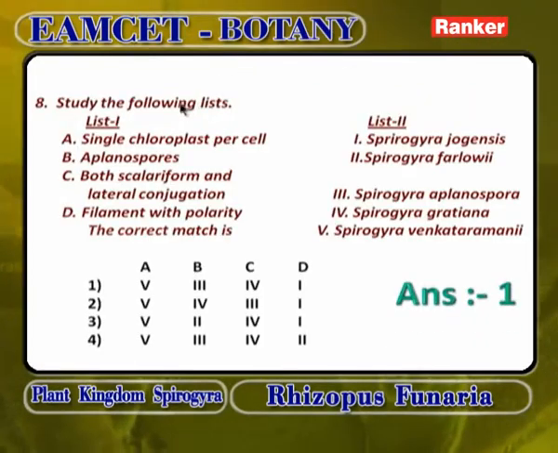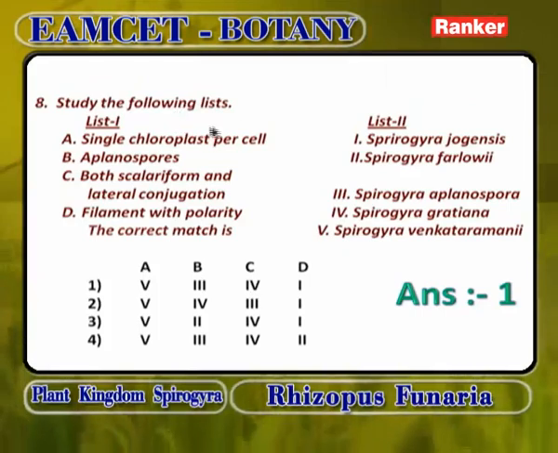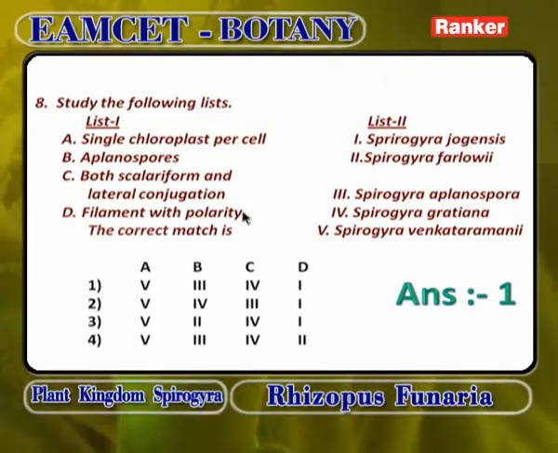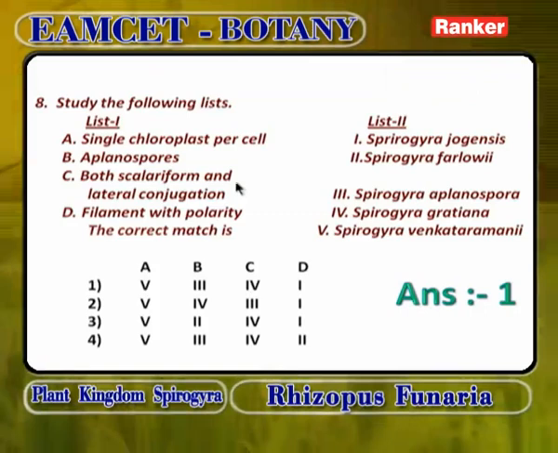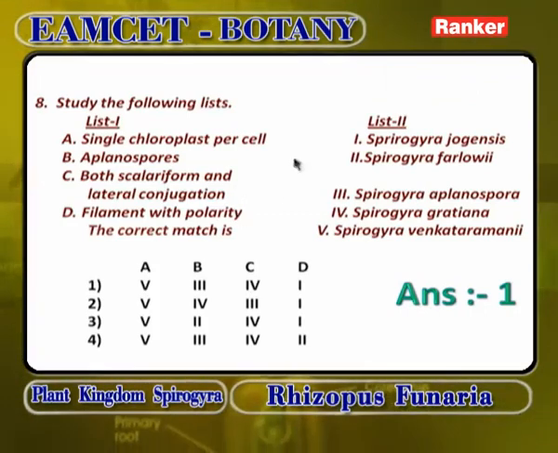This is a matching question regarding Spirogyra species. Single chloroplast per cell, aplanospores, both scalariform and lateral conjugation, filament with polarity. Single chloroplast per cell is Spirogyra venkatramani. So, A5. Aplanospore, Spirogyra aplanospora, B3. Both scalariform and lateral conjugation, Spirogyra graciana, C4. Filament with polarity, Spirogyra jogensis, 1. So, answer is A5, B3, C4, D1.